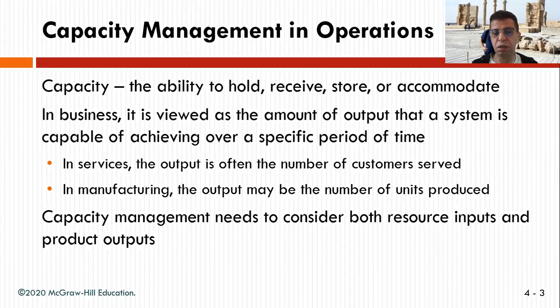In services, it is a little bit different. In services, the output is often the number of customers served, how many customers. In manufacturing, the output may be the number of units produced or processed. So capacity management needs to consider both resource input and product output. They look at both things: how many, at a certain level, in a certain limited time, the resource input and product output.